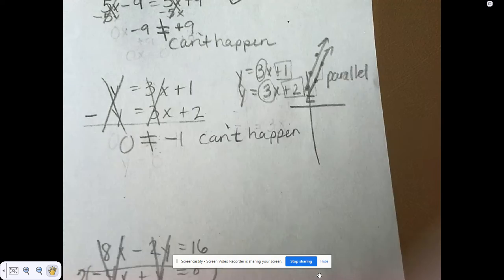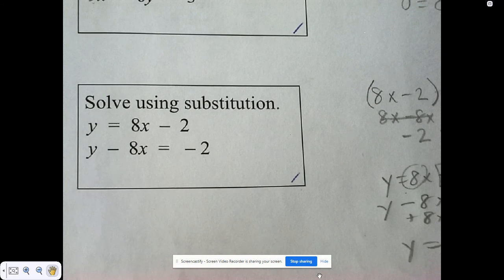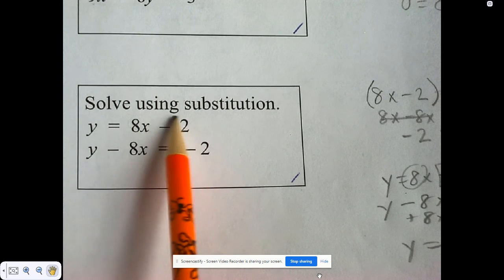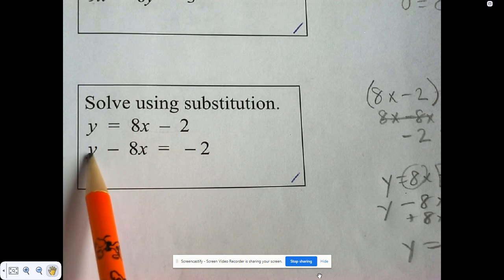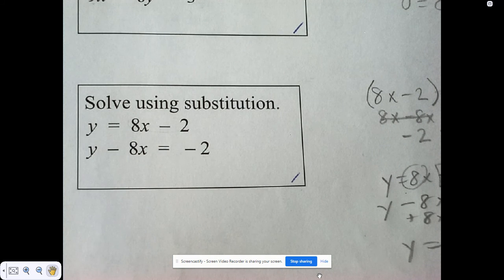So if I take a look at this next one, well, maybe 2 more. Solve using substitution. I look, y equals 8x minus 2. I can substitute that in for y. And I want you to go ahead and try to figure out what that one is, if it's infinite, no solution, or has a solution.